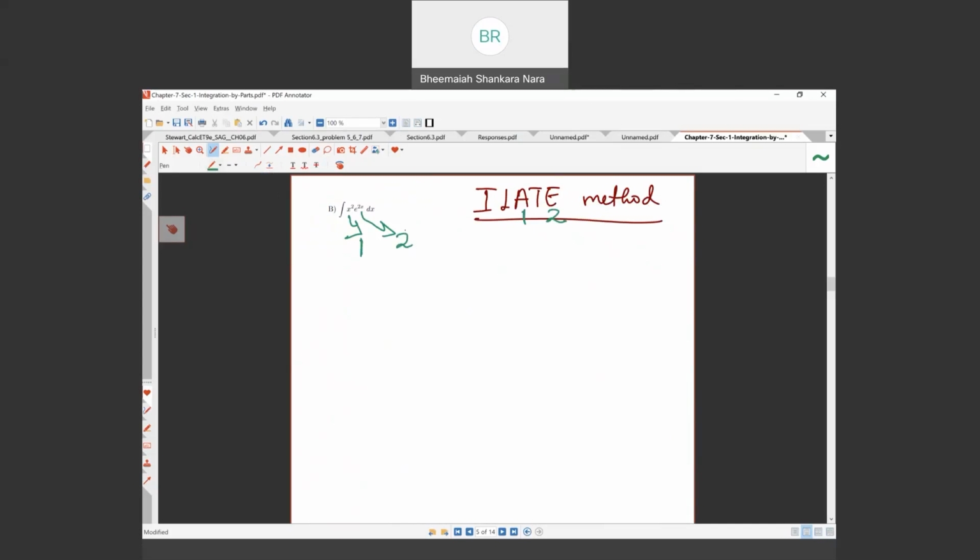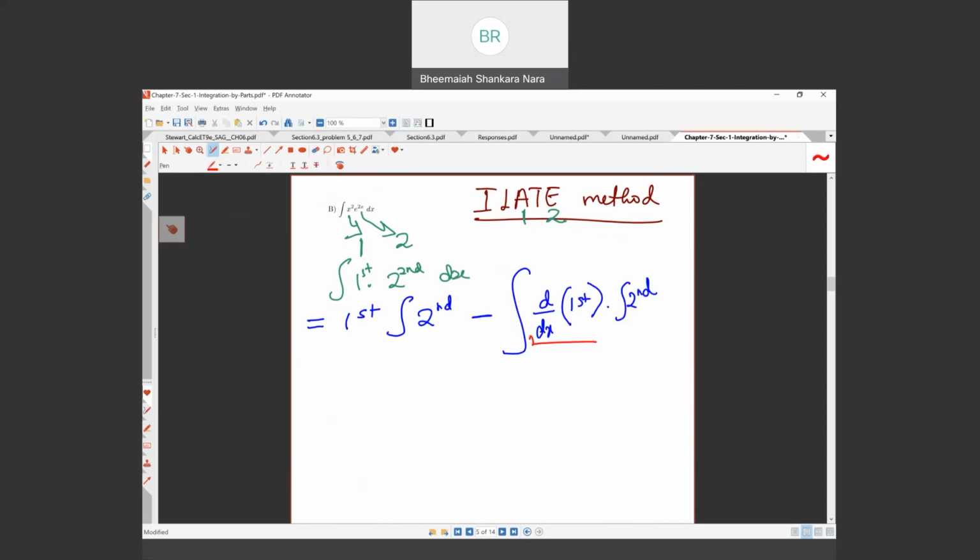So the rule says when you have two functions, first function times second function, and then you have a dx. All you do is write the first function, integrate the second, minus a big integral sign, differentiate the first, and integrate the second. Read this as product of two terms, differentiate the first, integrate the second, and you are multiplying the terms, and the entire product is being integrated.